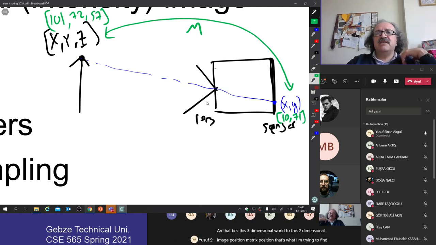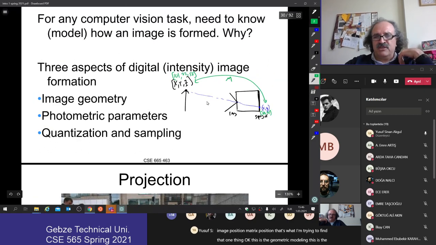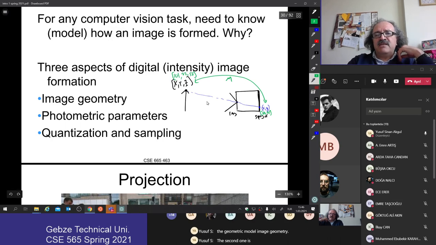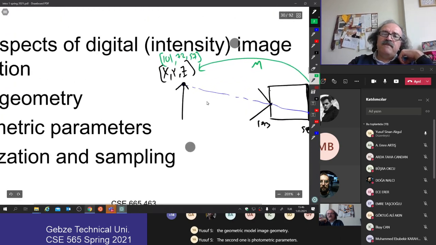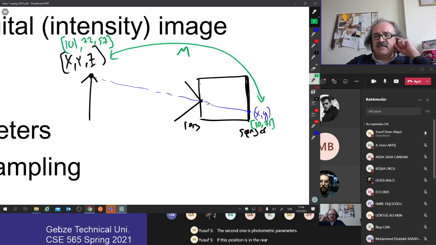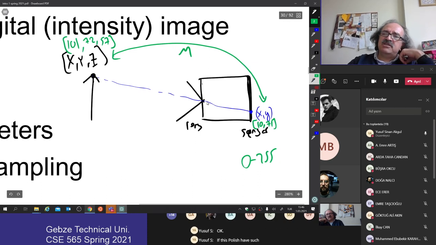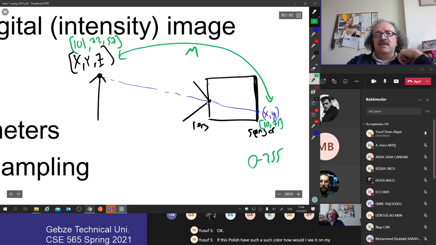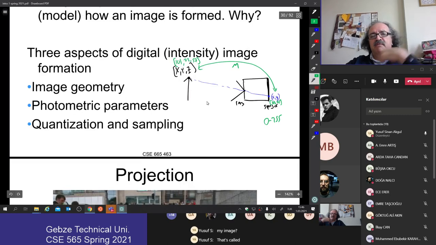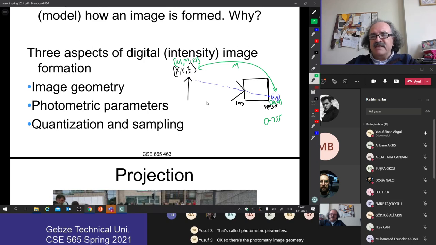That's what I am trying to find. That's one thing: this is the geometric modeling, image geometry. The second one is photometric parameters. If this position in the real world is bright, and I can measure the brightness using some kind of metric, how would it appear on my image? What would be the value between 0 and 255? If this position has such and such color, how would I see it on my image? That's called photometry. Image geometry tells you about the XYZs. Photometric parameters tell you about the intensities.